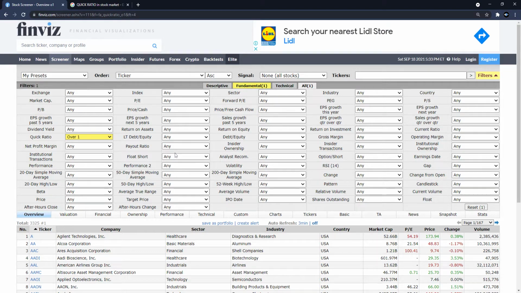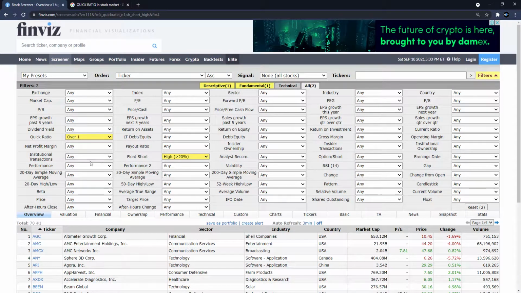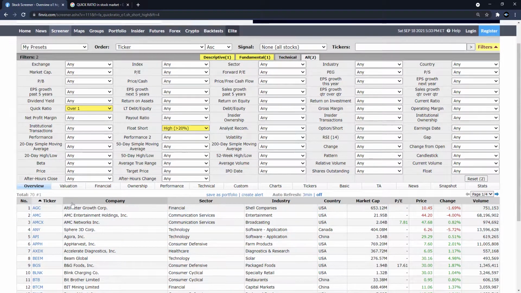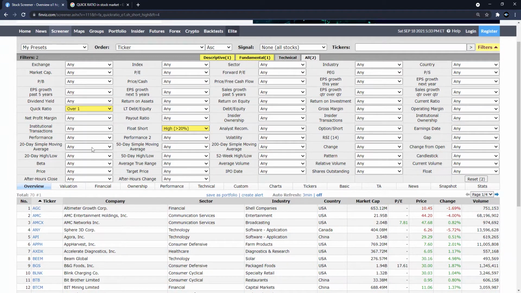Okay, higher than 20%. Right now you could be like, what the hell are you even talking about, bro? We want it to be higher than 20%, or just high. We're going to be left with only 70 stocks. So these stocks are shorted by the hedge funds. And you know how the squeeze happens. They're being shorted, shorted, shorted. And if we hold the stocks, you can basically go to the moon. No, I'm just kidding. It is not as easy as that.